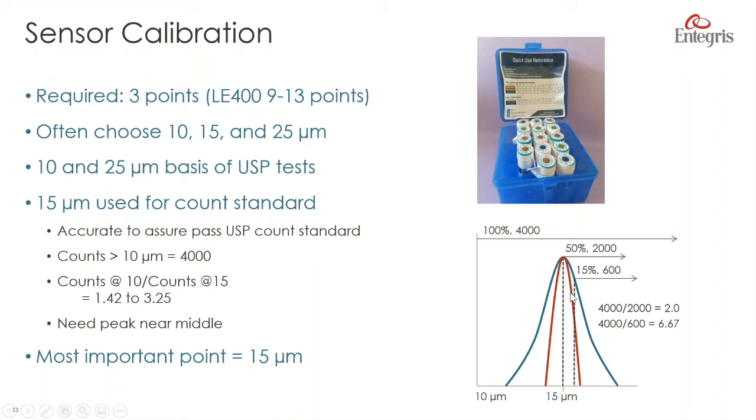And what we need to do, if you look at this graph on the right, since it's a 15 micron standard, the count accuracy test looks at the counts greater than 10 and greater than 15 microns. So we need to have these points on the calibration curve very accurate to be able to pass the count accuracy test. And actually, the accuracy at 15 microns really defines the pass-fail criteria, because there's also a calculation of the counts at 10 and at 15 microns. And if this peak isn't clearly defined, you might not pass that ratio test.